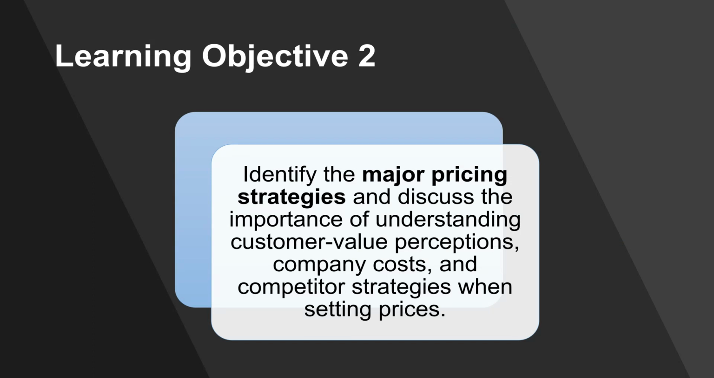So objective number two, which is the majority of this chapter, is understanding what options you have from a pricing strategy perspective, and how customers value those pricing strategies from their perceptual standpoint. What do they think? And how does cost play into pricing? And then what are competitor strategies? How do we deal with that in setting pricing as well?